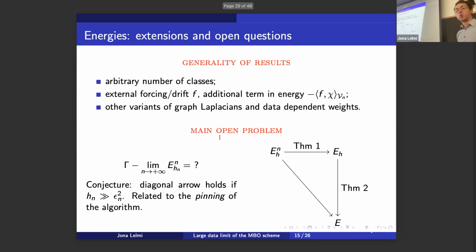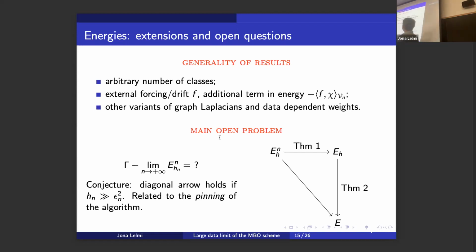The main problem that we don't solve is this. What we said is that the thresholding energies, or in other words the final outcome of the MBO scheme, converge as the number of data points goes to infinity to local minimizers of the thresholding energy. Then if we let h go to 0, we converge to minimal surfaces. So in a certain sense, as the number of data points goes to infinity and then the step size goes to 0, the final outcomes of the MBO scheme are close to minimal surfaces.